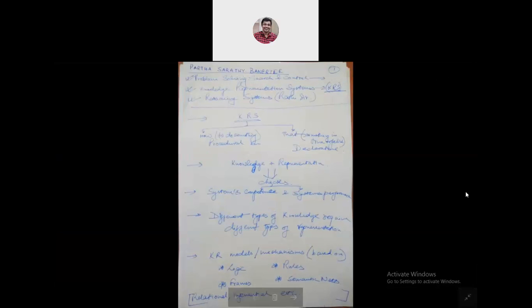As I have segregated and divided the portion, I hope many of you might have seen it on Facebook. I have posted that. For the time being, problem solving, search and control has been dealt with by both me and Rathi sir. Rathi sir may have started certain portions of KRS, that means knowledge representation systems. Presently, he's running through the reasoning systems, right?